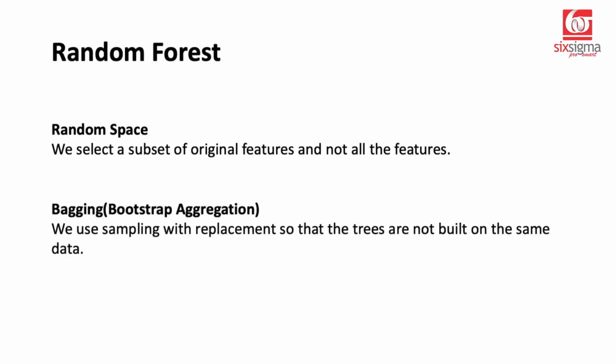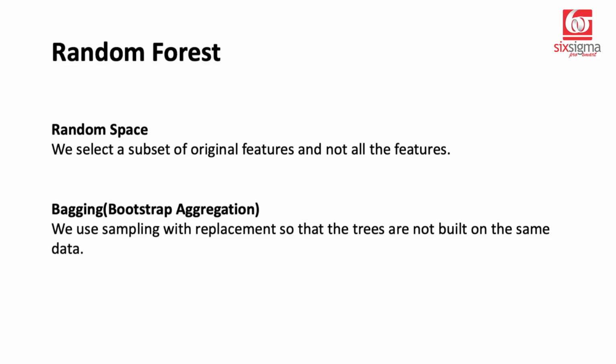And the second thing that we do is called bagging, which is a short form of bootstrap aggregation. This is a very popular sampling technique, which is sampling with replacement. So let's say we started with 10,000 observations. We are saying we will create each tree using maybe 10,000 observations only, but these will not be the same observations that were originally provided to us. From within those observations, we will make our samples with replacement.